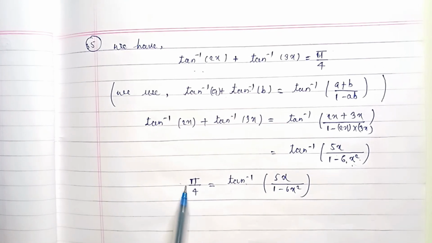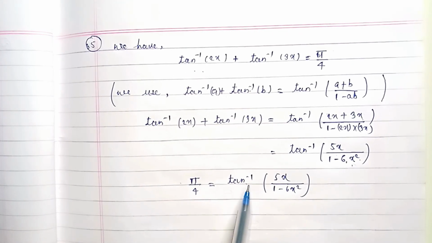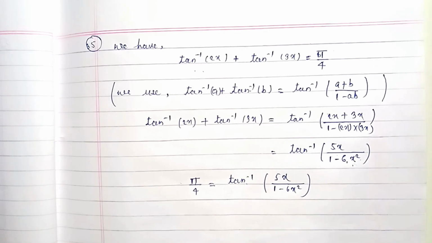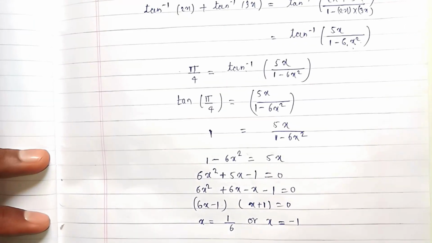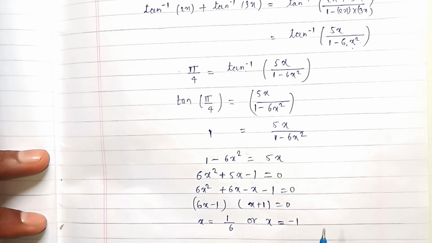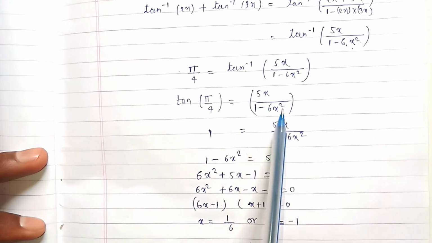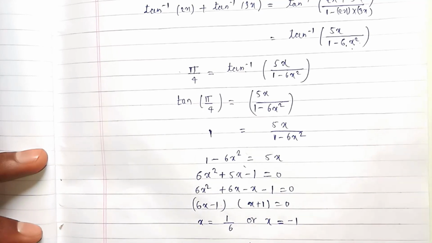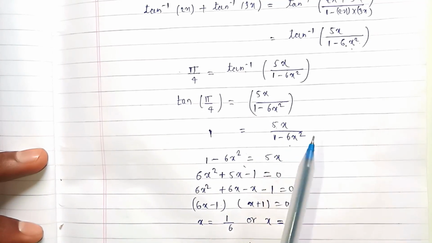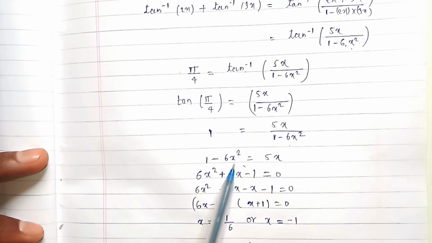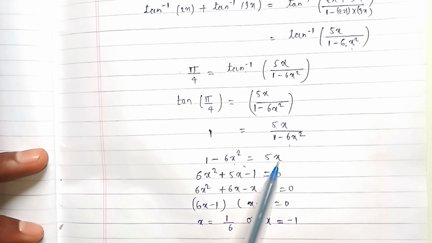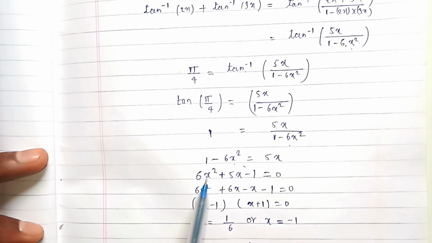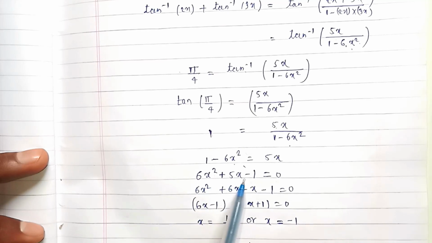Tan inverse into tan comes as tan only. After solving these steps, we get tan pi by 4 equal to 5x upon 1 minus 6x square. Tan pi by 4 is 1, so 1 minus 6x square is equal to 5x. Taking 5x to the left, we get the quadratic equation 6x square plus 5x minus 1 equal to 0.